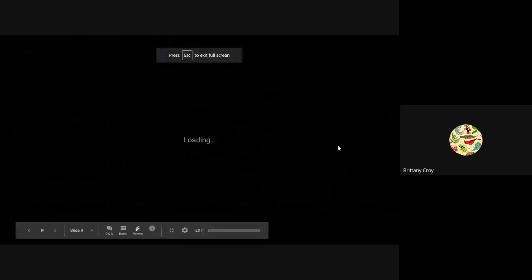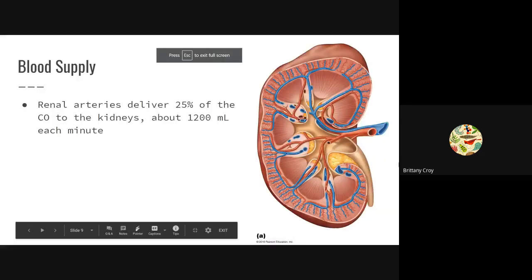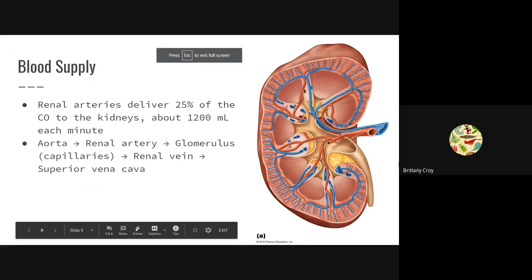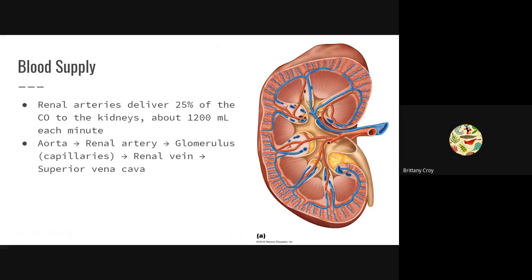It's worth mentioning that every single time your heart beats, 25% of that blood goes directly to the kidneys. That's an insanely high amount. So kidneys are working really hard for us.